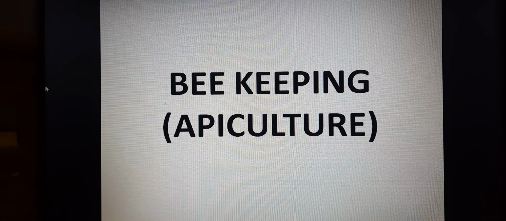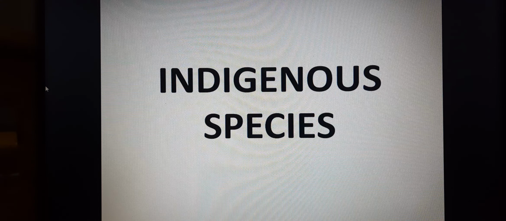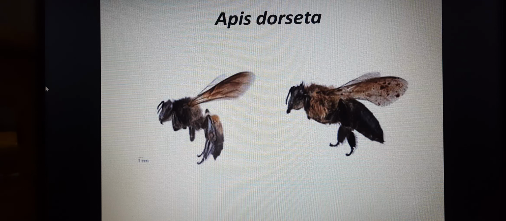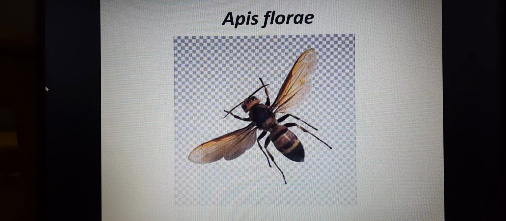Next we come to beekeeping, that is apiculture. Beekeeping, apiculture, is for getting honey. Honey is a very good product used as medicine and it gives us carbohydrate. Indigenous species of honeybee is Apis dorsata. It is the original Indian species which is cultivated by our farmers. Apis florea, this is Apis florea; try to remember their shapes.